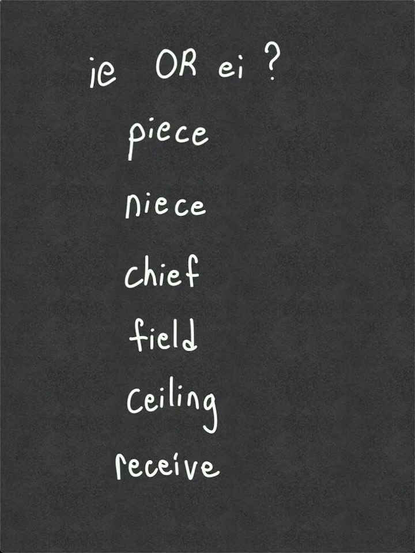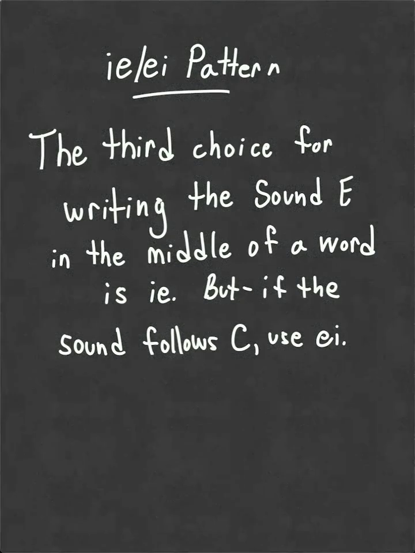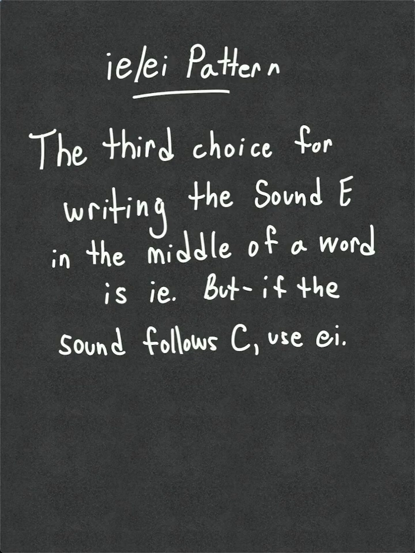The rhyme you've probably heard: I before E except after C. Yes, it holds up much of the time. It's a decent rule, but there's going to be exceptions. But I wouldn't worry too much about it, because if you accidentally spell something EI instead of IE, most people are still going to understand the word that you're writing down. So for this pattern, the third choice for writing the sound E in the middle of the word is IE. But if the sound follows C, use EI.